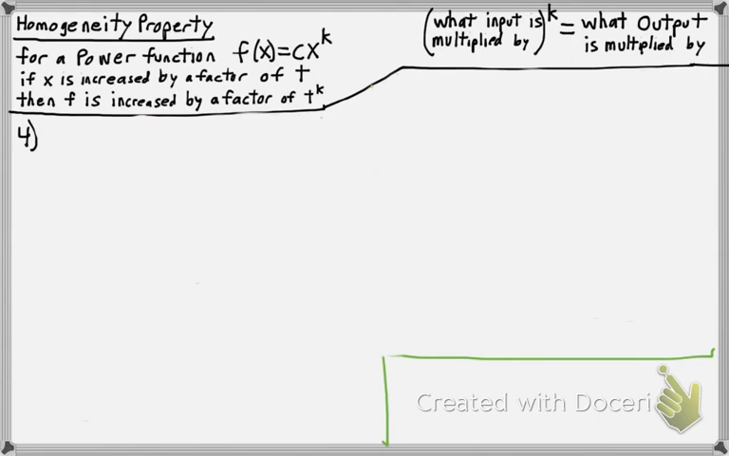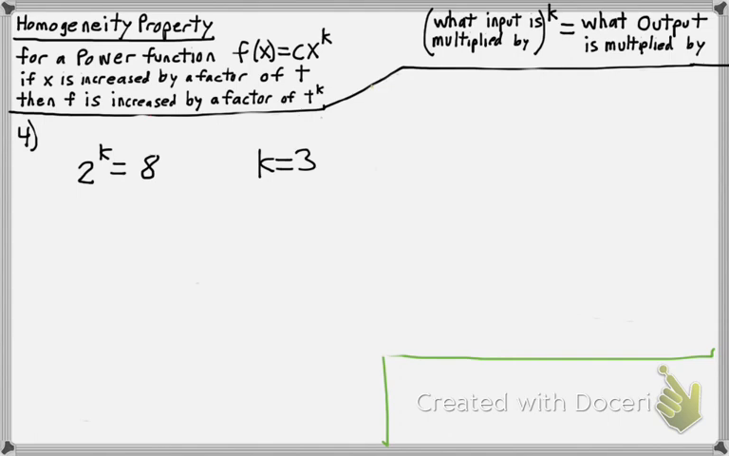So I know that if I increase the input by 2, the output is going to be increased by 8. So we need to figure out what k is. Now, many times we're able to look at this and just tell what it is. So you could really just look at 2 raised to the k is equal to 8, and you'd be able to figure out that k is equal to 3, which will be our answer.